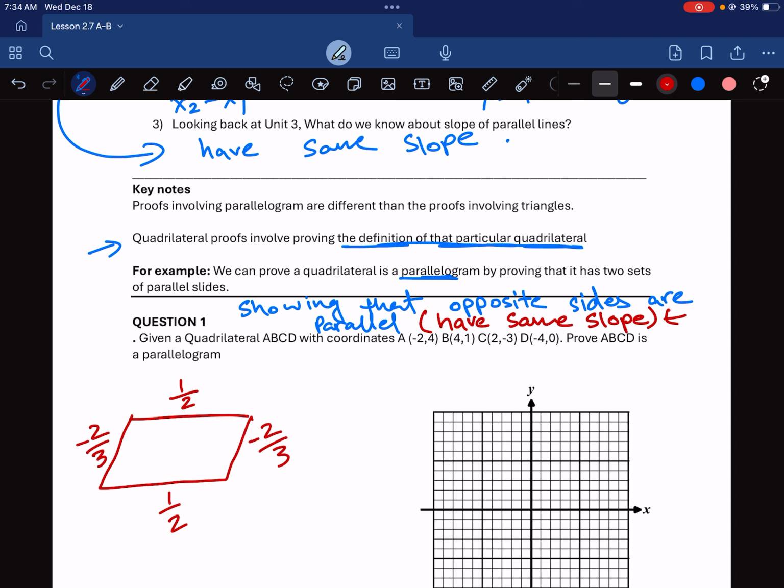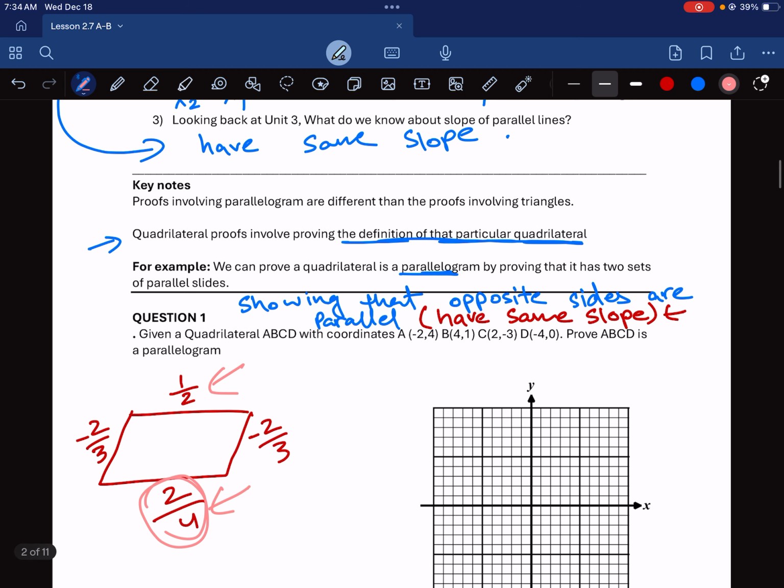Now, here's something you have to be very careful about. You will see this, okay? You might get a slope of, let's say, 2 over 4. So you might think, wait a second, we don't have same slope. But that is not true. What you did not do is simplify this. So you always have to make sure that you simplify your fractions. So this is indeed just 1 over 2. So yes, they do have same slope. So be very careful with that. Make sure you're always simplifying your fraction.